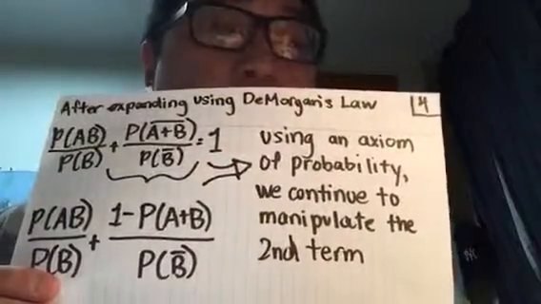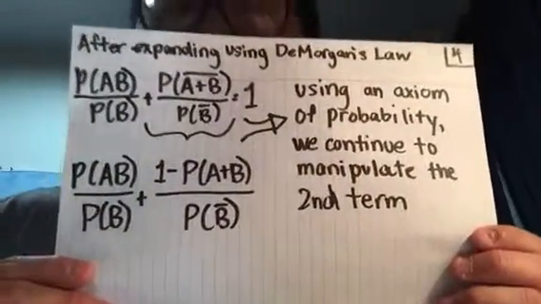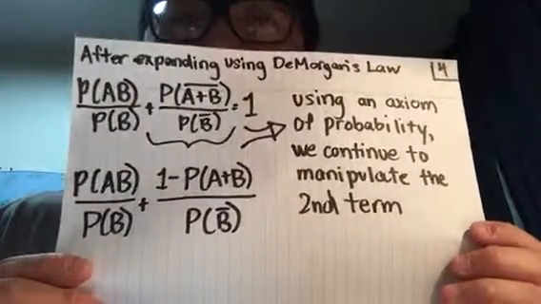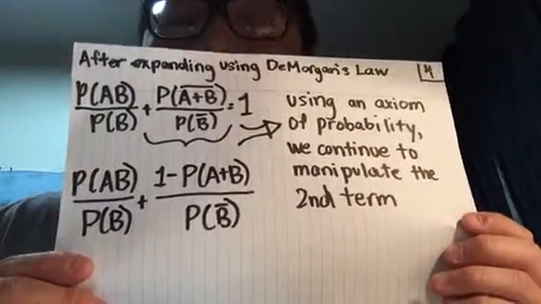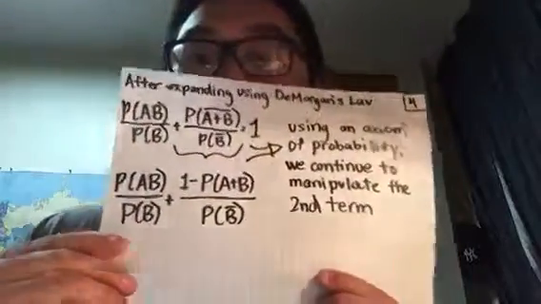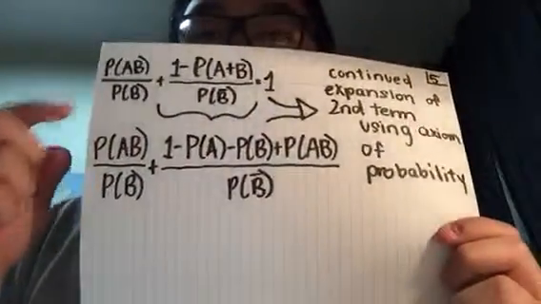Okay, so we're moving on. After expansion using De Morgan's law, we use an axiom of probability to convert the second term. And you'll see a theme here that we just kind of work on converting the second term. And when converted, it equals 1 minus the probability of A plus B over 1, over the probability of B bar. And I might have forgotten an equal to 1 right here, so let me add that. Okay, so there you go. You can see that equals 1. Same thing.